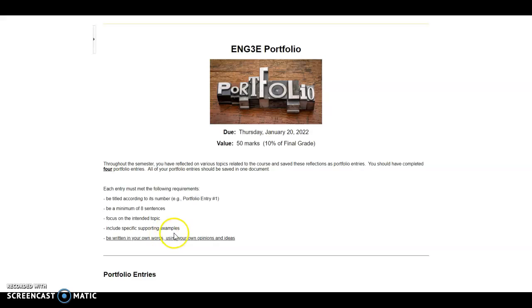You want to include specific supporting examples. Sometimes I ask for examples from something in the course. Sometimes I ask you for personal examples or examples from your own life in some way. Make sure that you're writing all of your portfolio entries in your own words, using your own opinions and ideas. None of these entries were meant to be research assignments. They were all meant to be your own thoughts in your own words. So that is most important.